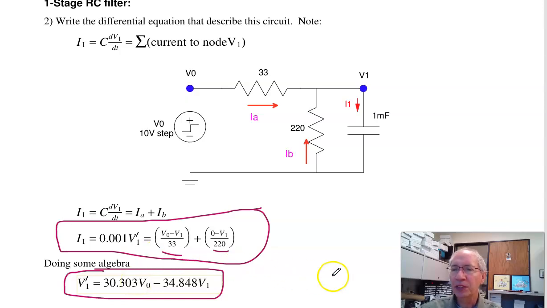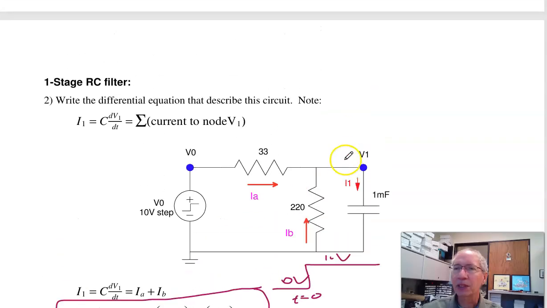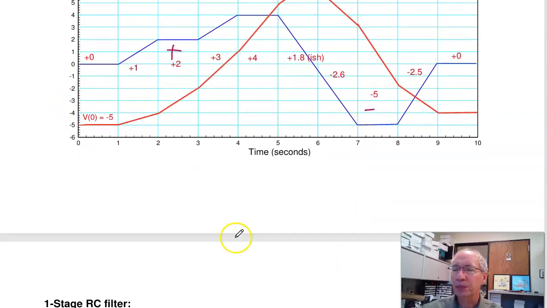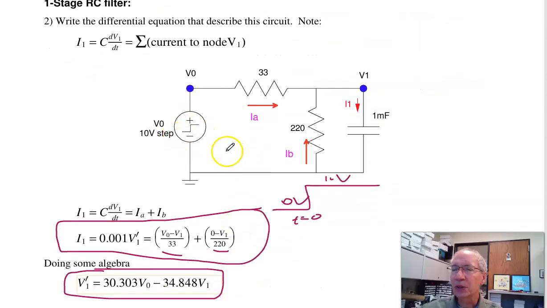Now, if the input V0 is a step that turns on at t equals 0, 10 volts, find the voltages. So I need to know the initial condition on that integrator. Kind of like with integration, I need to know where I start from. Since this has been 0 for infinite time before 0, this is discharged, V1 starts at 0.